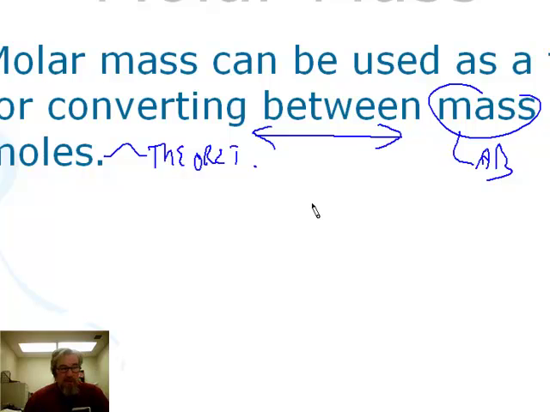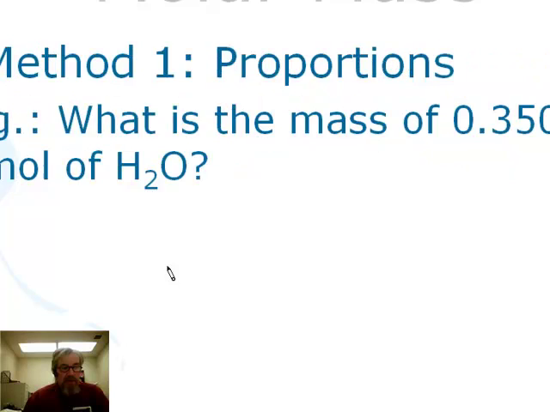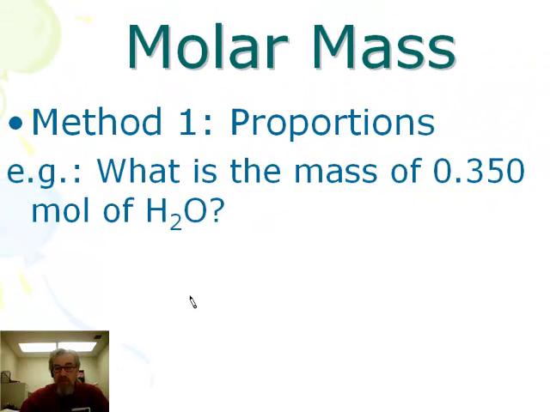There are two ways that we can do this. One is through proportions, the simple thing where you cross multiply and divide. And the other one, the one that you're going to see me using much more often, is using dimensional analysis with molar mass as a problem-solving tool. So let's go through both methods just so you can see how they're done. The first one is proportions.